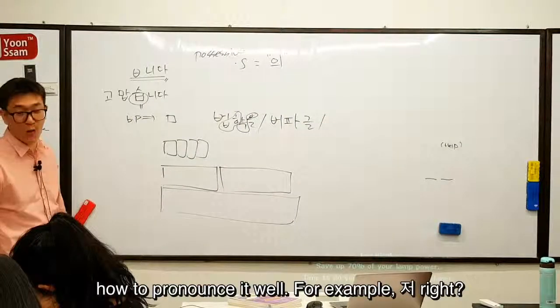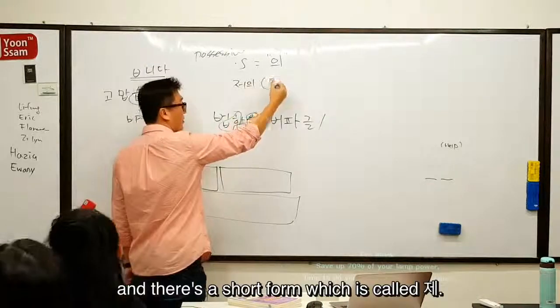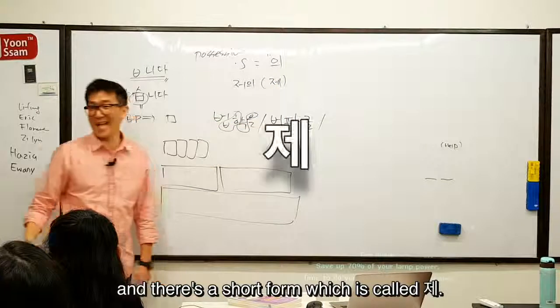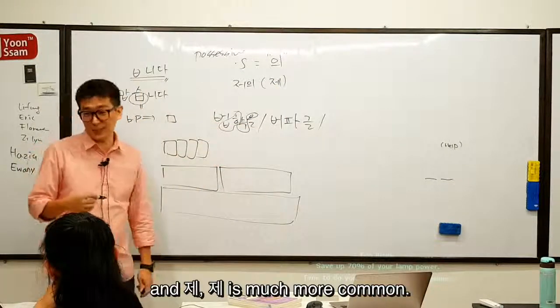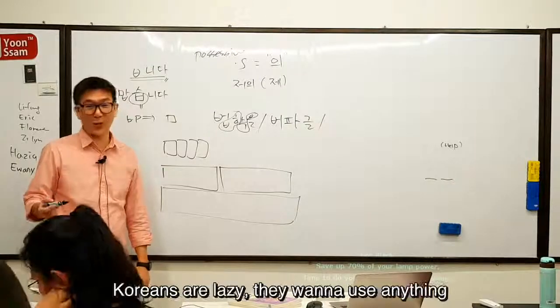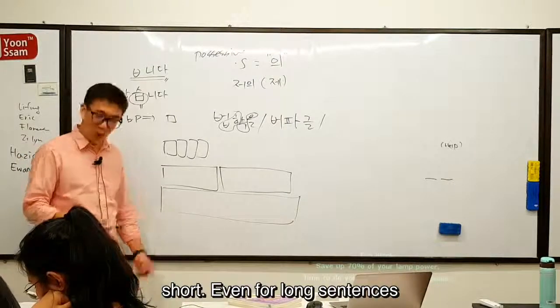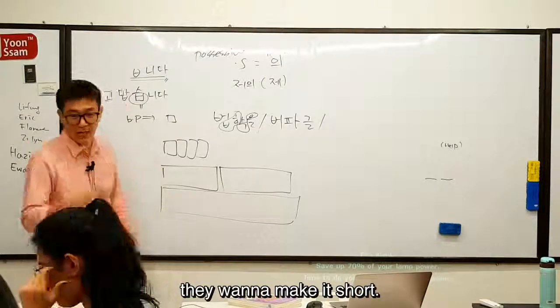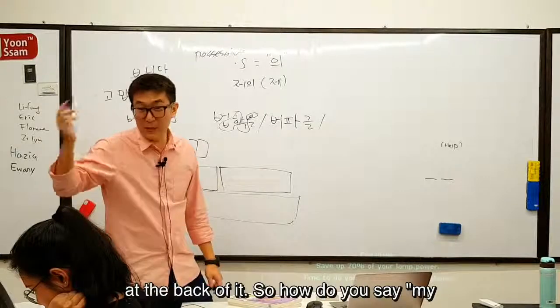For example, 저, right? I. My is 저의. And there's a short form, which is called 제. Of course, between 저의 and 제, 제 is much more common. Koreans are lazy. They want to use anything short. Even long sentences, they want to make short. 당신의, 그녀의, you just need to add 의 at the back of it.